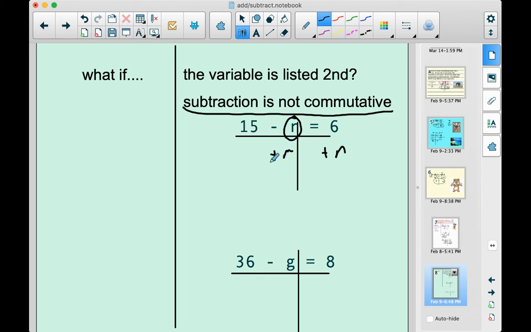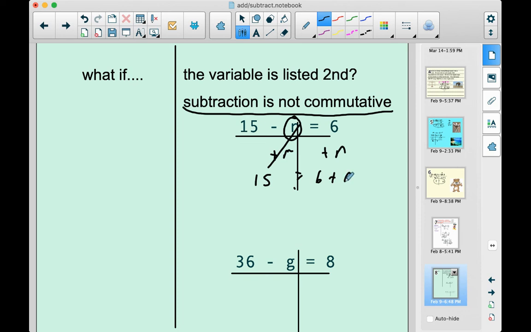Okay, so minus r and plus r are going to cancel out, leaving just the 15 over here. On this side, we have 6 plus r. I can't add those together because I don't know what r is. So I just have to write it just like that, 6 plus r. Well, we still have an equation. It's not solved yet, but how is this better than this? Well, this is better because now it's not a subtraction problem, it's an addition problem. And order doesn't matter with addition. Right, so 6 plus r is the same as r plus 6.